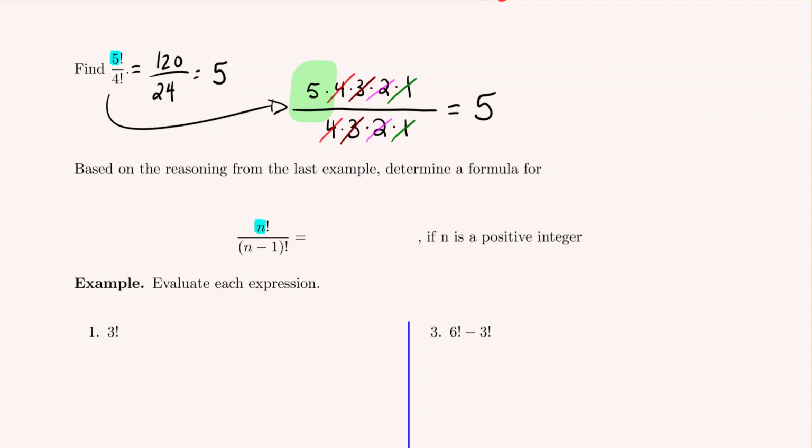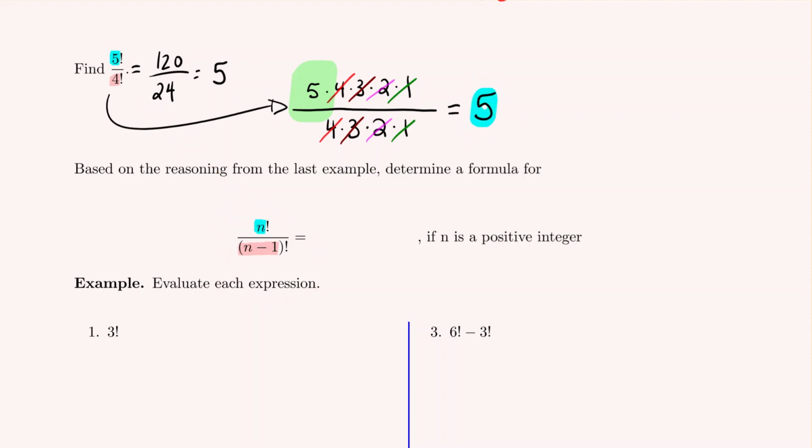And then it divides by n minus 1. Notice the n minus 1 is in parentheses, and then we apply the factorial. So in our previous example, the n is the 5, and the 5 minus 1 is the 4. So we see this actually is a particular case of this formula. And in the particular case, the 5 factorial divided by 4 factorial just ended up being the 5.